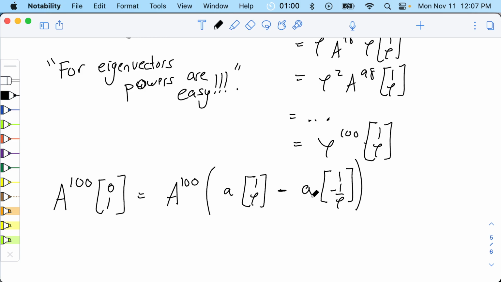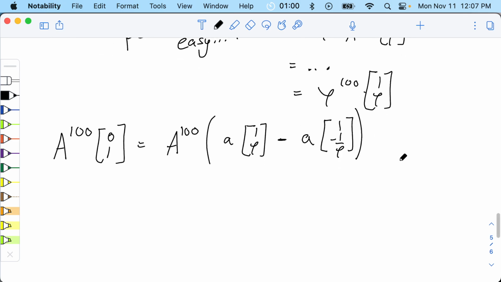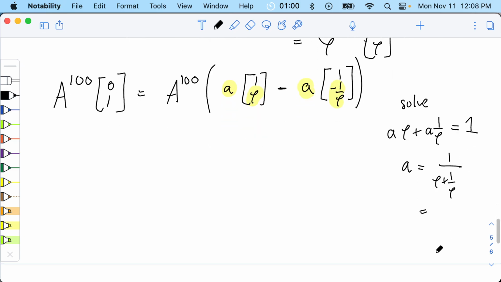So what vector is this? I just need to solve a times phi plus a times 1 over phi equals 1. That's the bottom component over here. Another way to say that is a equals 1 over phi plus 1 over phi. Very simple. And it turns out this is something nice. This is 1 over square root of 5. So the solution here is 1 over square root of 5. I'm skipping some algebra steps, but they're easy.